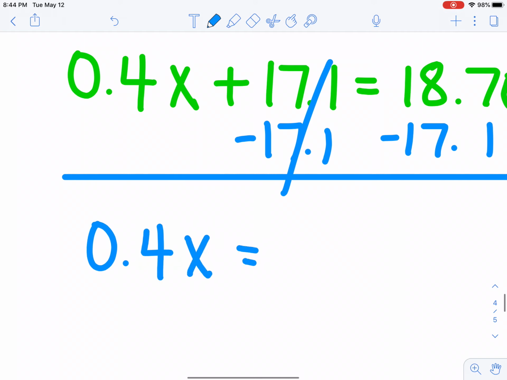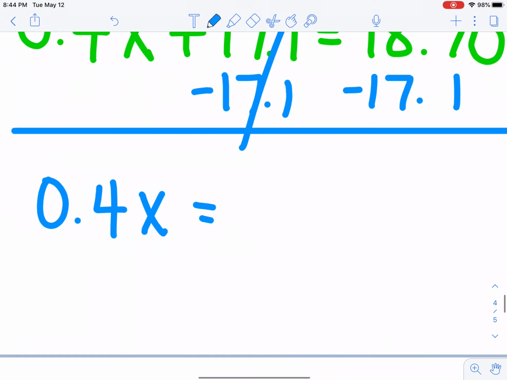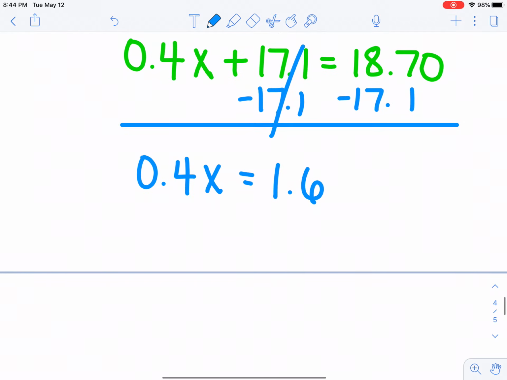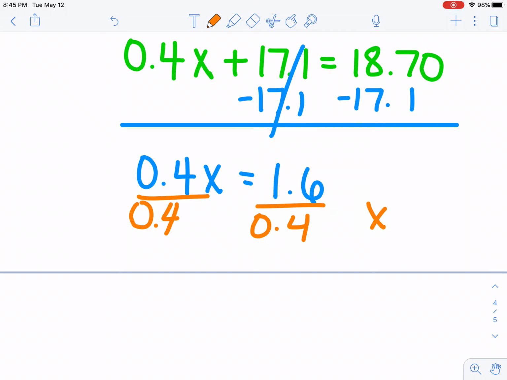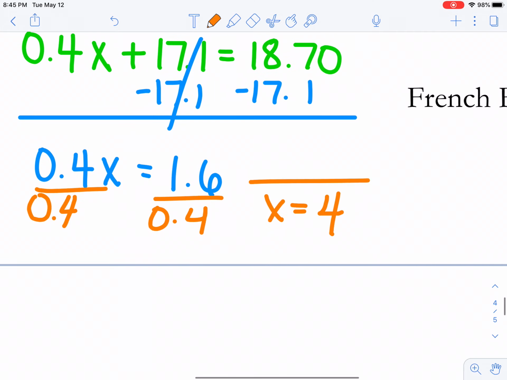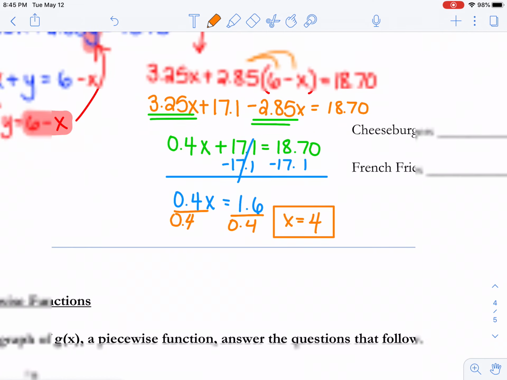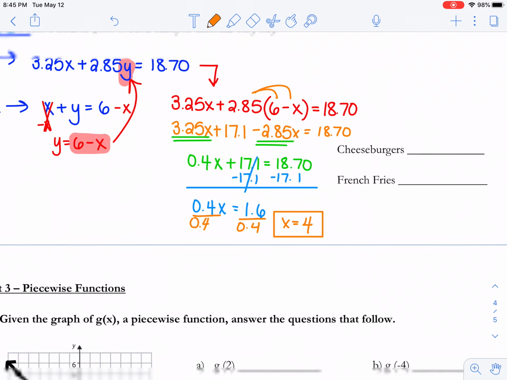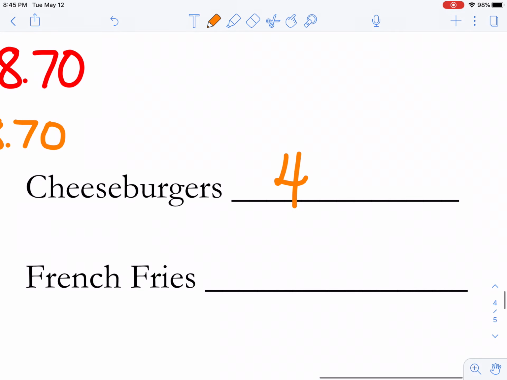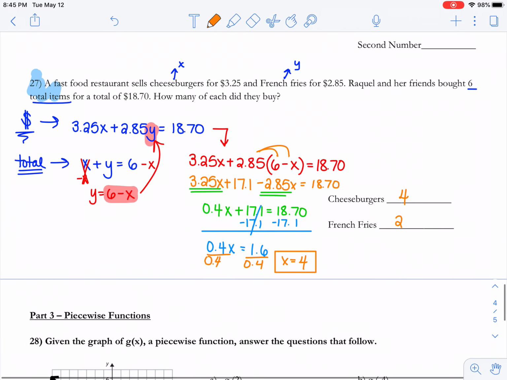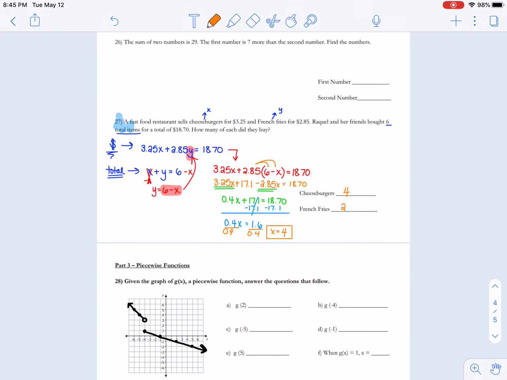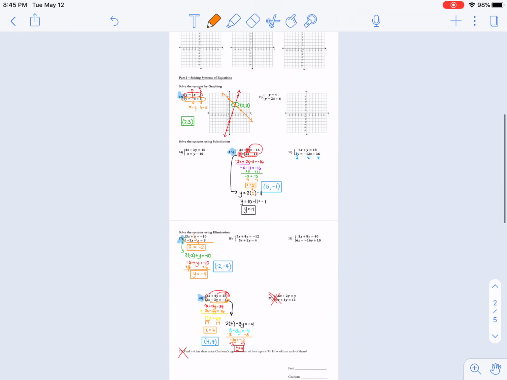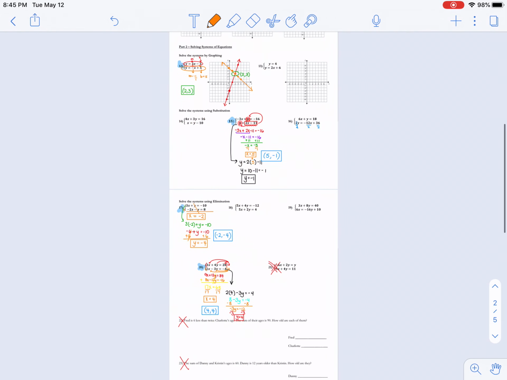0.4x equals 18.70 minus 17.1. I guess I could do that in my head, but I'm using a calculator because why not? Let's divide both sides by 0.4. We get x equals 4. You should get whole numbers for these problems because you're not going to get like 1.5 cheeseburgers, right? We said cheeseburgers was x, so there's 4 cheeseburgers. We had 6 total items, which means we have to have 2 french fries. And that's the deal. All right, guys, so I did a lot of your worksheet for you. Go back, finish the problems that I didn't do.